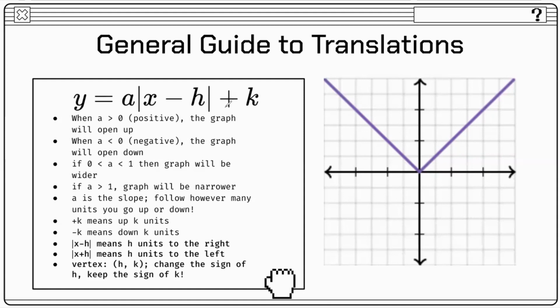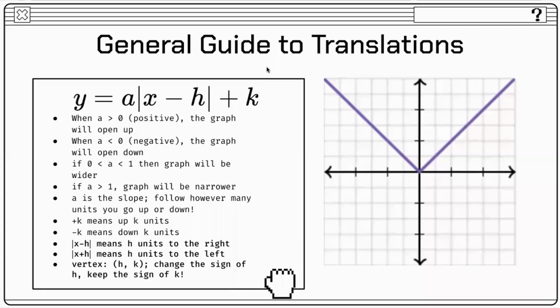And lastly, for your vertex, if you're putting a bunch of different translations into your absolute value function, your vertex will change. So the basic format is (h, k), and so you want to take the h value and the k value. In the case that you don't have an h or k value in your absolute value function, that just means that your vertex is at (0, 0).